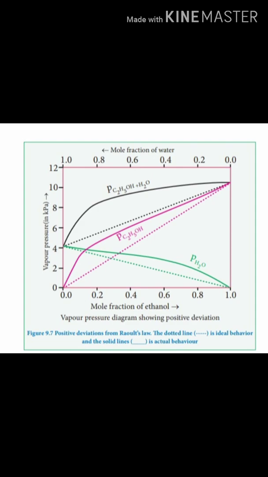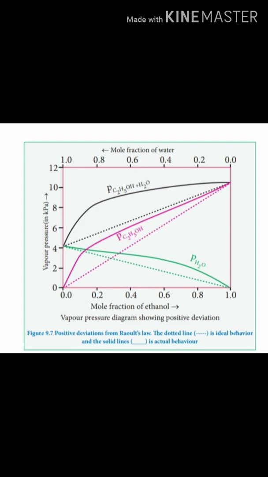acetone and ethyl alcohol, and ethyl alcohol and water. See this picture: ethyl alcohol and water, P total, P water, P ethanol. The vapor pressure diagram showing positive deviations from Raoult's law. The dotted lines show the ideal behavior, and the solid lines show the actual behavior.